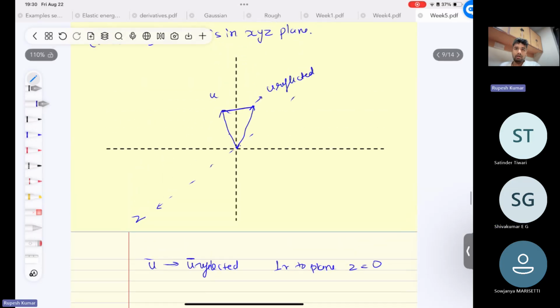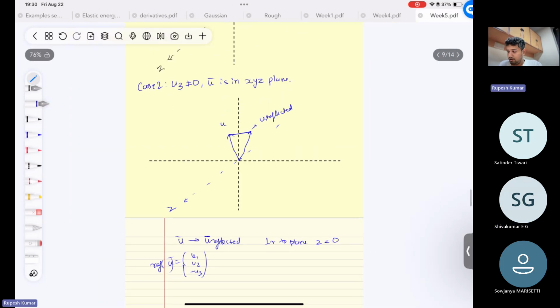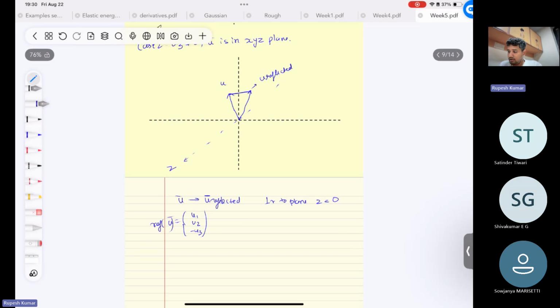Now the question is how to get to this vector. The easiest way is to negate the z component, so you will get u1, u2, and minus u3. This is the simplest way to solve this: the reflection of u along the xy plane. Is this clear, everyone? Yeah. Fine.